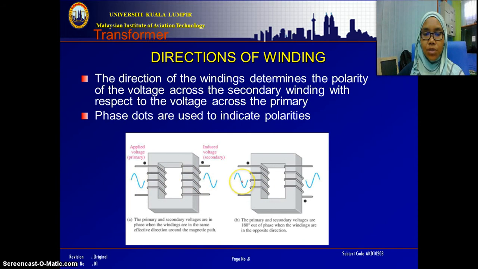While the other figure shows you the primary winding has the phase dots on top of it, and the secondary winding has the phase dot at the bottom of it. So this will give you the output voltage, which is out of phase with respect to the primary voltage.